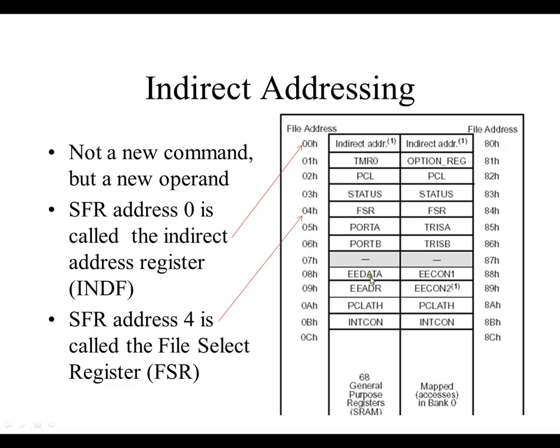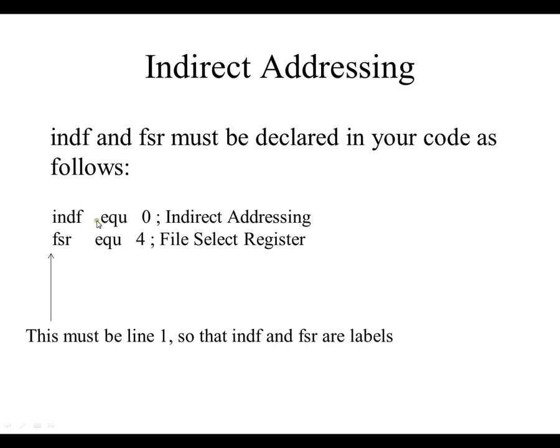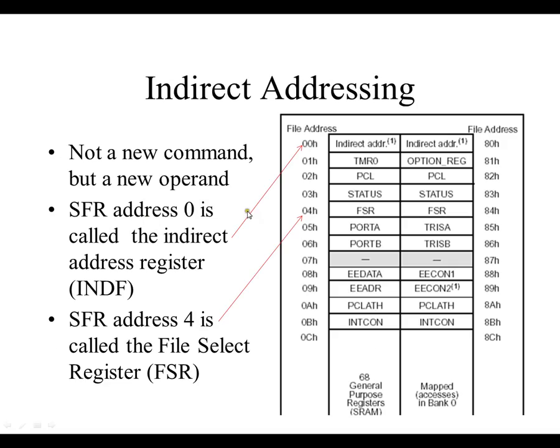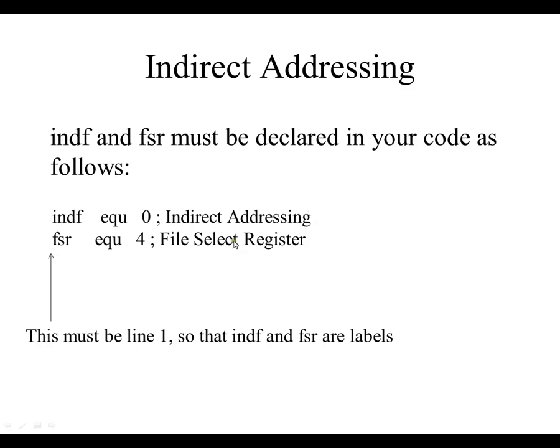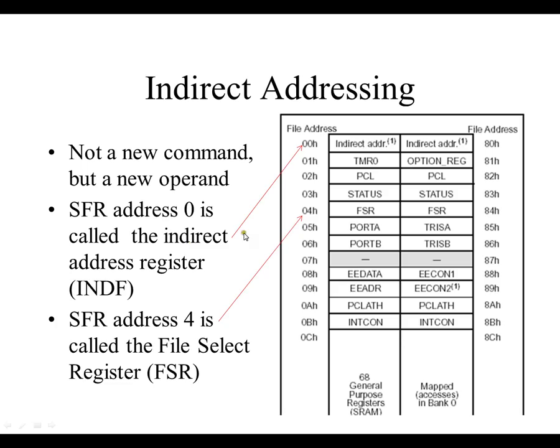Here's a memory map. Remember when we looked at the special function registers, this was a table we looked at in Chapter 2. Notice that there was a location called indirect address 00. So that's why we're equating INDF to 0. And then the file select register, we're equating to 4. So that's why we're doing those things.